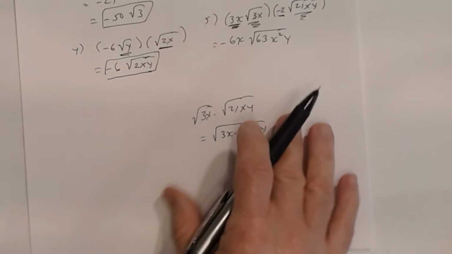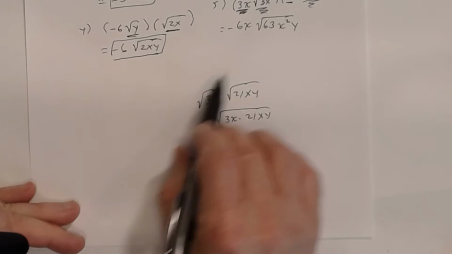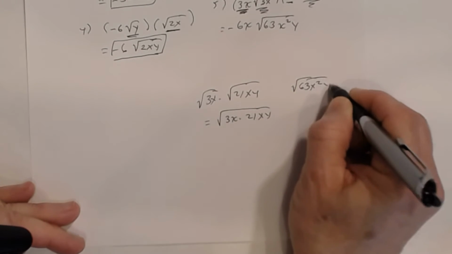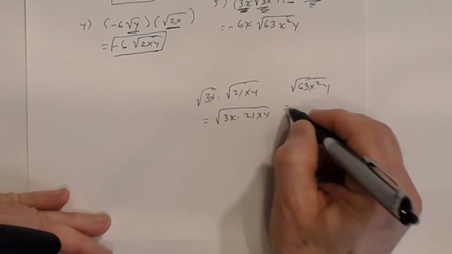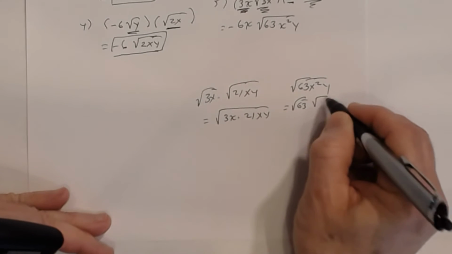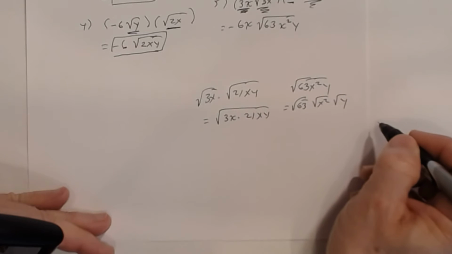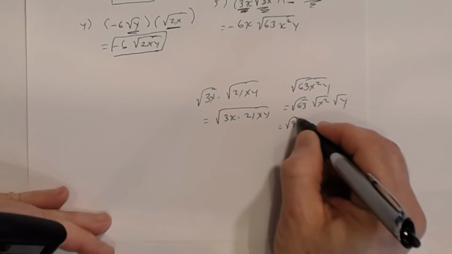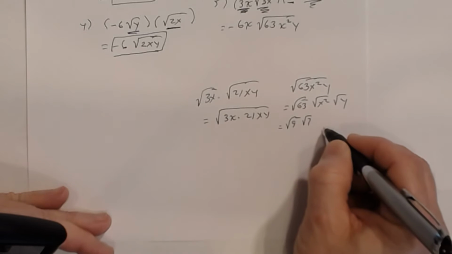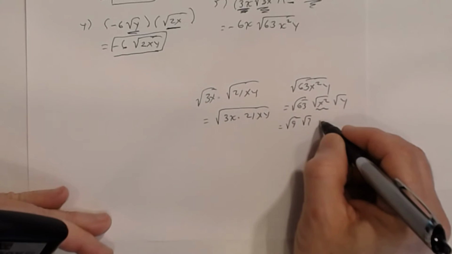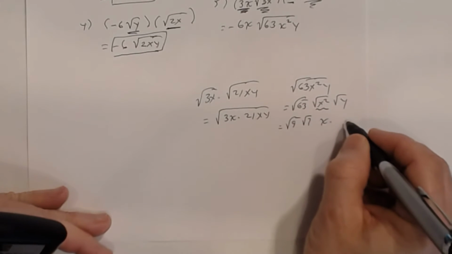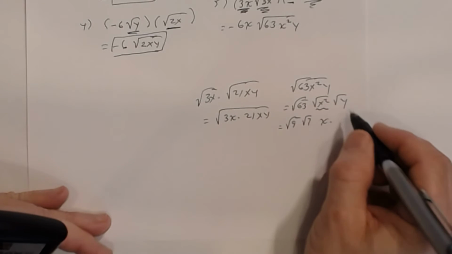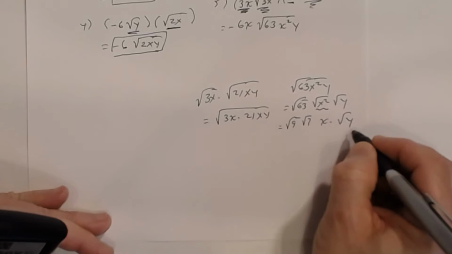All right, so let's talk about this then. I'm going to rewrite it right here. Square root of 63 x squared y. So this becomes the square root of 63 times the square root of x squared times the square root of y. Square root of 63 is the square root of 9 times the square root of 7. Square root of x squared, that's just x. And then I cannot simplify the square root of y because remember the exponent is 1. 1 is less than the index. So that stays the square root of y.